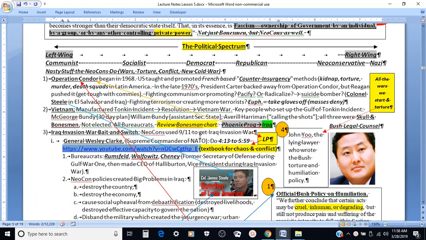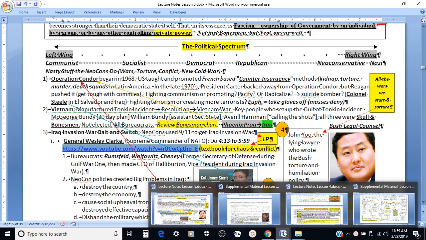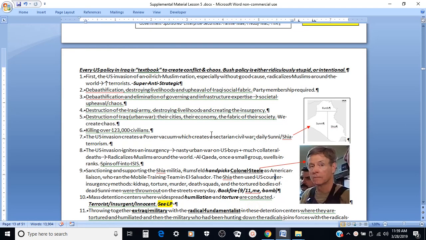All right, so what I want to do is I want to review U.S. policies in Iraq and how irrational they were, and how conflict-creating they were, and how they created chaos. So every U.S. policy in Iraq is textbook to create conflict and chaos. Right? First of all, you manufacture a false, bogus war, right? Through a manipulation of the American population, connecting 9/11 to Iraq, right? Then manufacturing all this terror and fear, WMD, which didn't exist, and using that to justify our invasion, right? Of someone who didn't do 9/11.